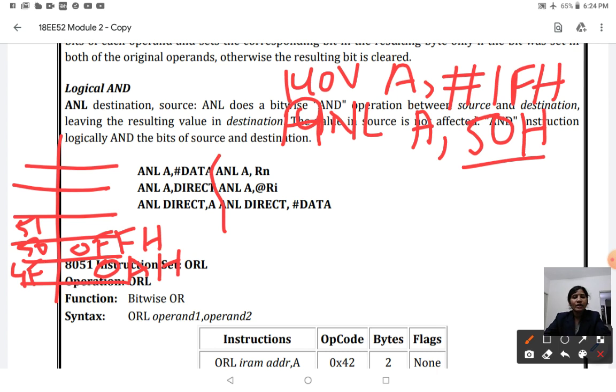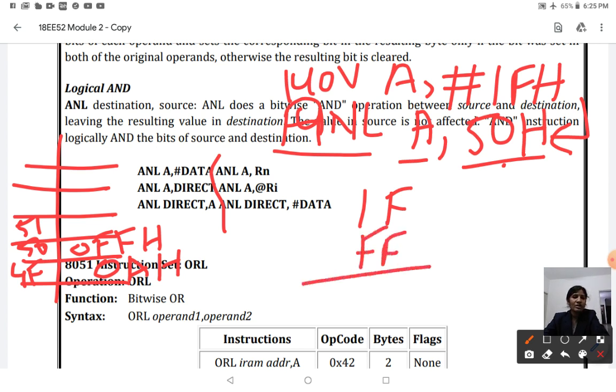Now, when the assembler starts to execute this instruction, it fetches two data to perform the logical AND operation. One data is fetched from the accumulator and the other data is fetched from your 50H, that is, from direct addressing. In this direct addressing, what is the data available? FF. So 1F is logically ANDed with FF.